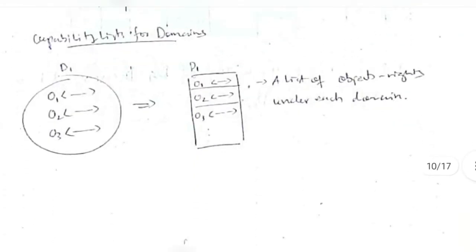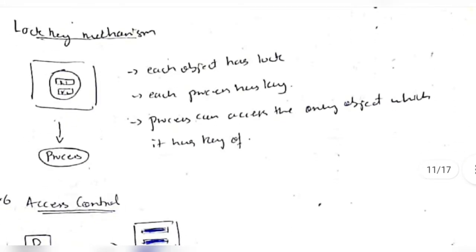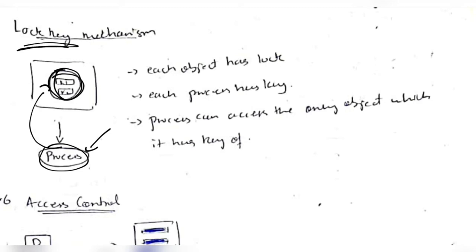The third one is the capability list for the domains. Domains are here and the object names are here, and that will just be written inside a table. So this is known as the capability list for the domains. The last one is the lock key mechanism. Each process will have a key and objects will have a lock. The process which has a key for the object can access it only. So this is known as the lock key mechanism.